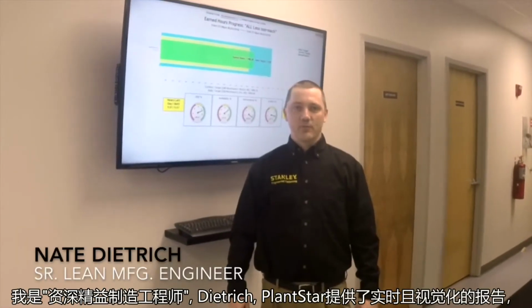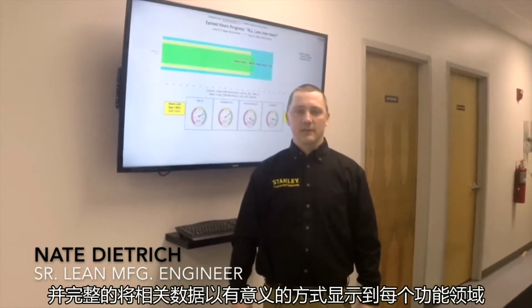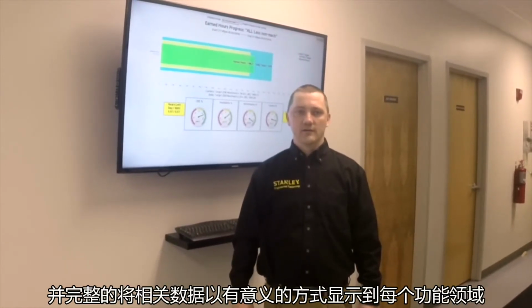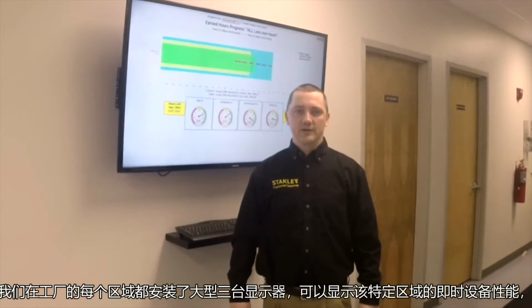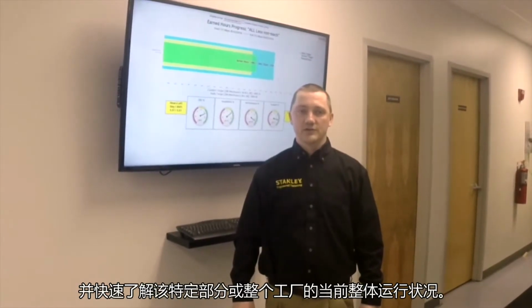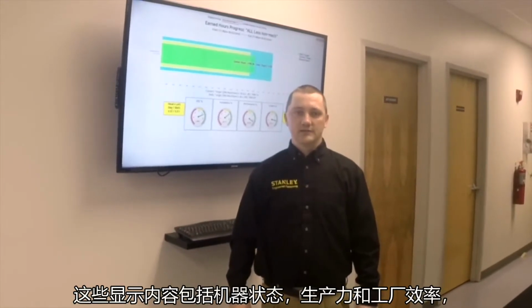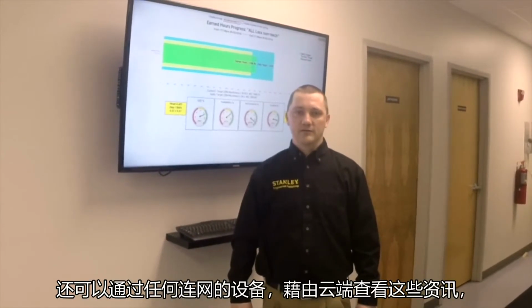Several real-time visual reports have been created that pull relative data out of the PlantStar system and display it in a meaningful way to each functional area. Large screen displays have been installed in each section of the plant that display up-to-the-minute performance of that particular area and provide a quick snapshot of the current overall health of that particular section or the overall plant. These displays include machine status, productivity, and plant efficiency.